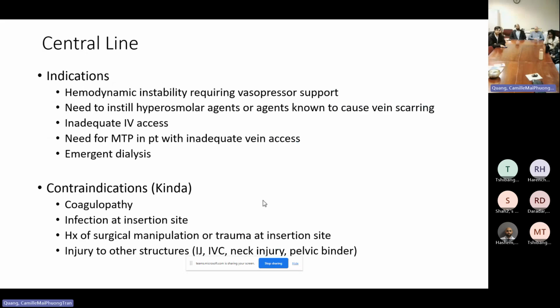And then for the central lines too. So the three places that we put central lines are the IJ, subclavian, and the femoral. There are a lot of opinions and thoughts about which locations are better. Preferably, the best one in the ICU would be, anyone want to guess? If you could pick a spot.